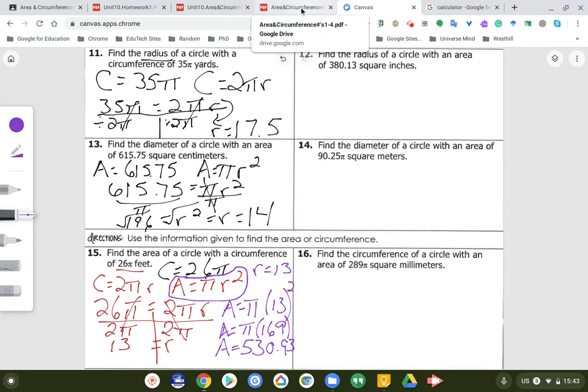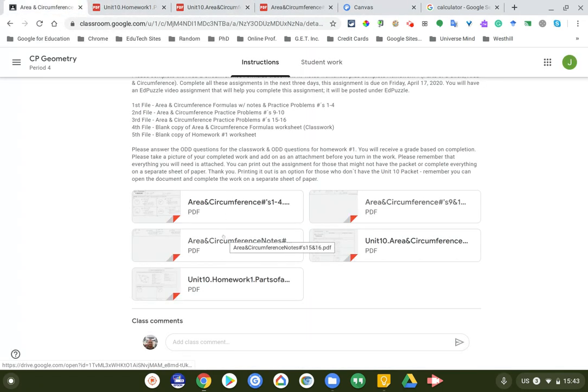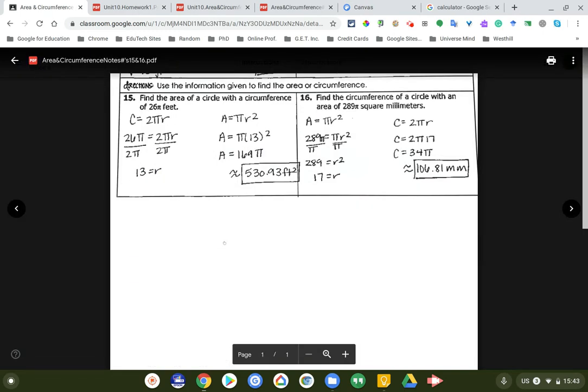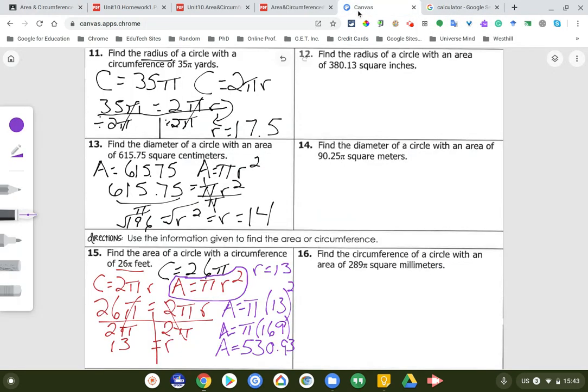I think Ms. Ayoub posted the answers for 15 and 16. Let's see if I got it right. Where's 15 and 16? Yes, here it is. Okay. 530.93 feet squared. Okay. I see what Ms. Ayoub did. She posted some of the answers, but not all of them, because I think she wants you to do them out. All right, cool. So I did 11, 13, 15 now.